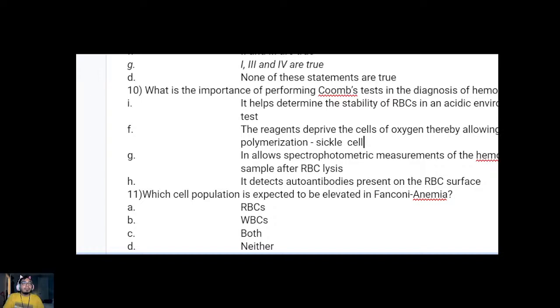Okay? It allows the spectrophotometric measurements of hemoglobin levels of the sample after lysis. That is the correct answer, if I'm not mistaken. No. Sorry. We're talking about Coombs test pala. So no, that is after spectrophotometric measurements of hemoglobin levels, that is hemoglobin electrophoresis.